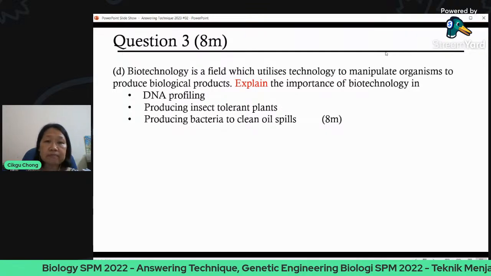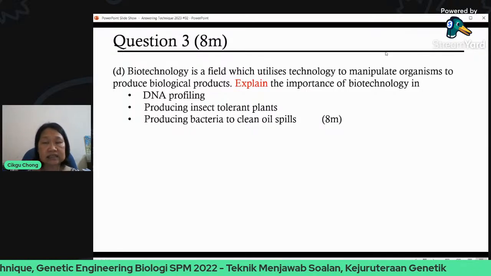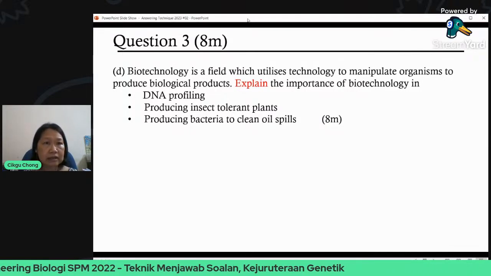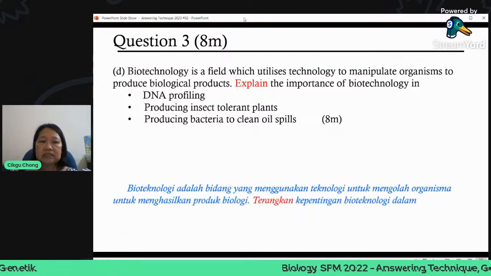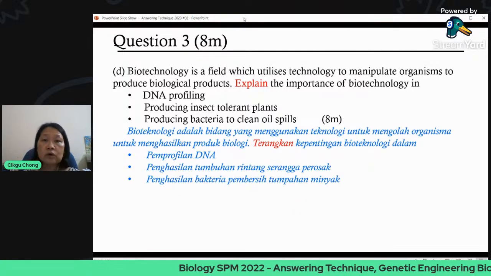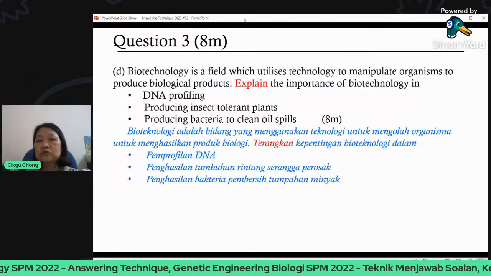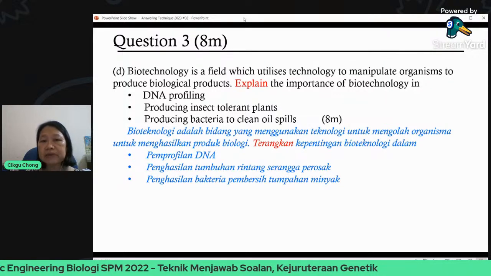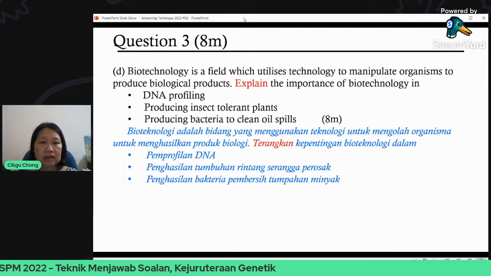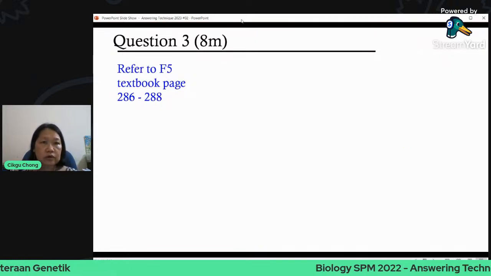Producing insect tolerant plants. That means these plants will not be easily destroyed by certain insects because they are resistant to the attack by the insect. And then the bacteria, producing bacteria to clean oil spills. This is also using genetic engineering. But this one you do not need to explain the process. They want you to talk about the importance. Eight marks. Where are your marks coming from? Again, the textbook, you have learned it before.